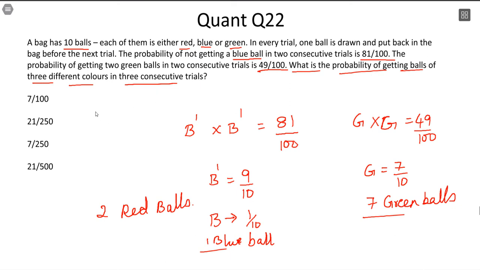So now the order of you getting the balls can be green, blue, red, or red, blue, green. 3 things. They can come in 3 factorial ways. Regardless of whatever is the case, the probability for green balls will be 7 by 10, probability for blue balls will be 1 by 10, and probability for red balls will be 2 by 10. That is clear. So you get 84 by 1000. You can divide it by 4. You get 21 by 250. Answer to the question will be option B.